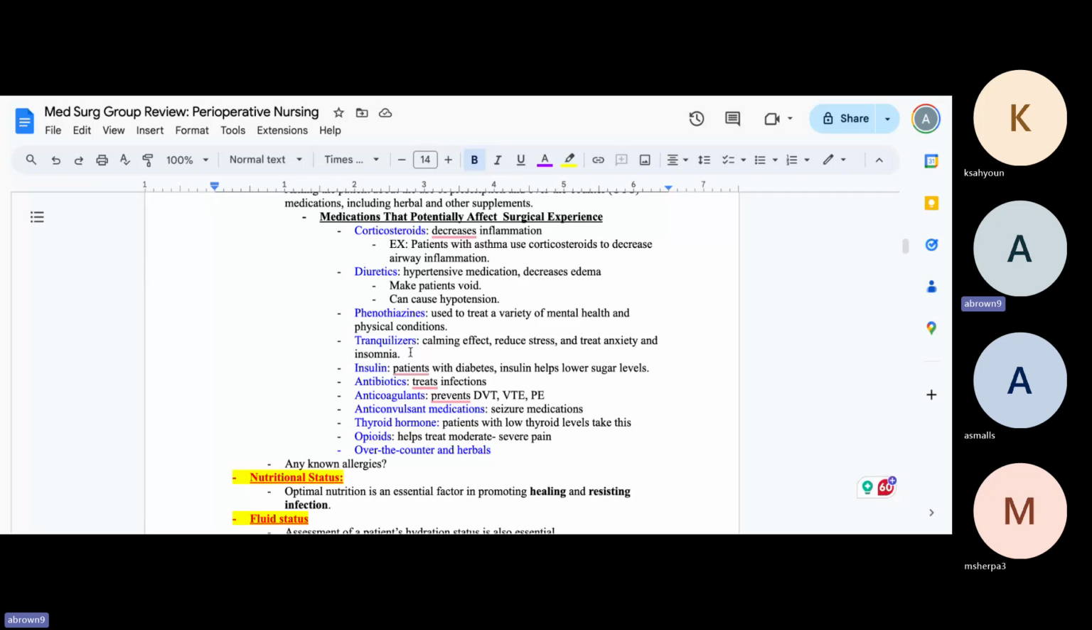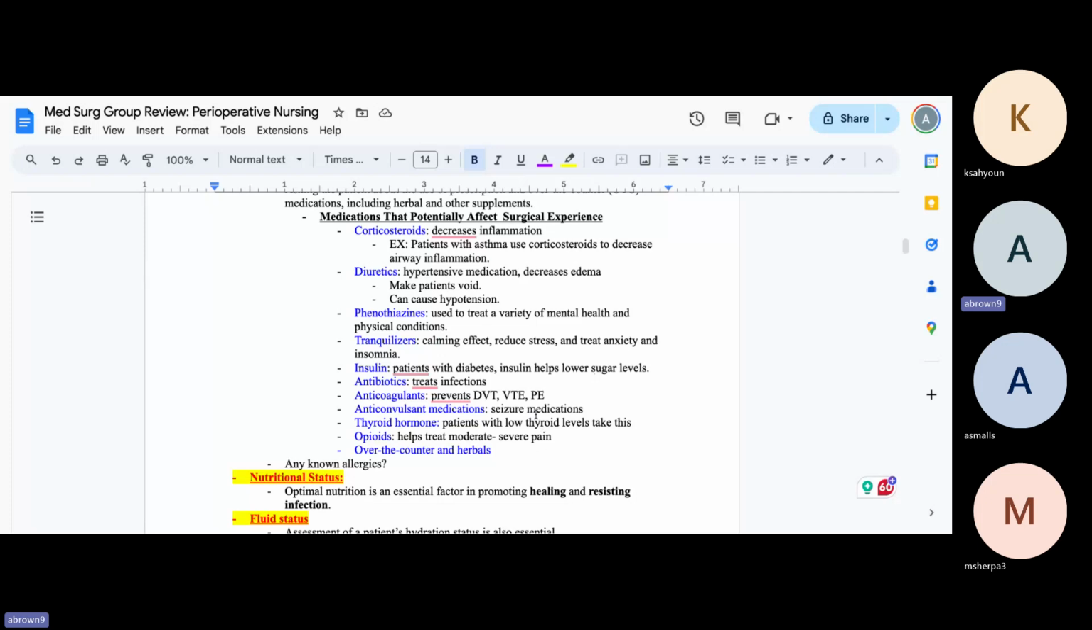Tranquilizers have a calming effect. They reduce stress and treat anxiety and insomnia. Insulin, for patients who have diabetes, helps lower sugar levels. Antibiotics treat infections, and then you have anticoagulants, which prevent deep vein thrombosis, venous thromboembolism, and pulmonary embolisms.